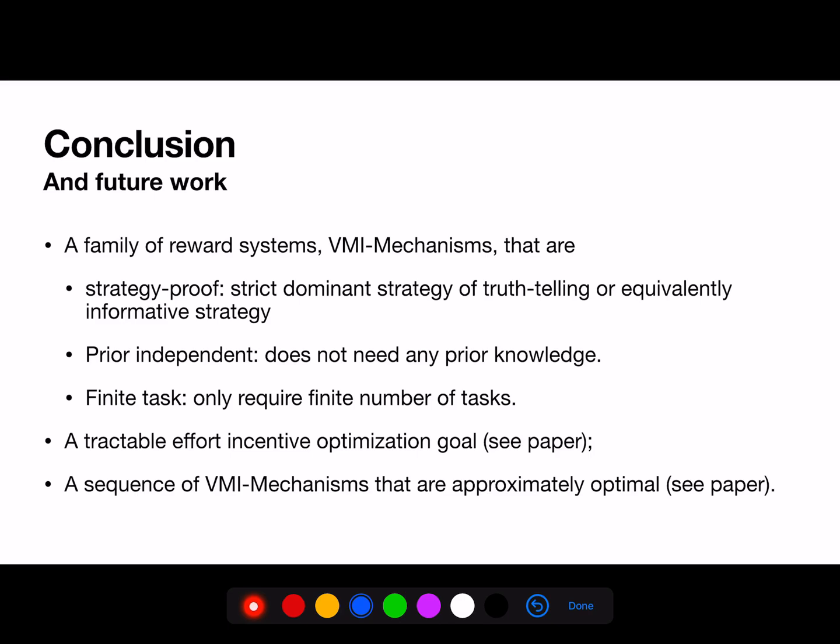Okay, so this concludes the talk. This work provides a family of reward systems, the volume mutual information mechanism. We first get the volume mutual information, then use a finite number of samples to estimate it, and use this estimate as our payment; that is the definition of the volume mutual information mechanism. Because volume mutual information satisfies the data processing inequality, we can prove that it has a strict dominant strategy, truth-telling equivalent to informative strategies, and it doesn't need any prior knowledge and only requires a finite number of tasks.